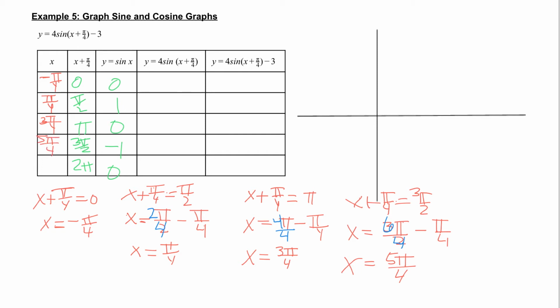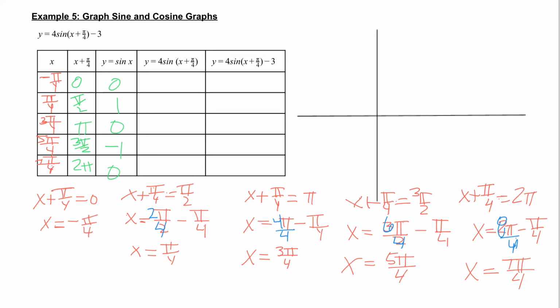And then finally, we're going to take that x plus pi over 4 and set it equal to 2 pi. And then if we subtract, we have x is equal to 2 pi minus pi over 4. Getting those common denominators, multiply the bottom by 4, multiply the top by 4, this would become 8 pi over 4. So 8 pi over 4 minus pi over 4 would give us x equal to 7 pi over 4. So our last one here is 7 pi over 4.